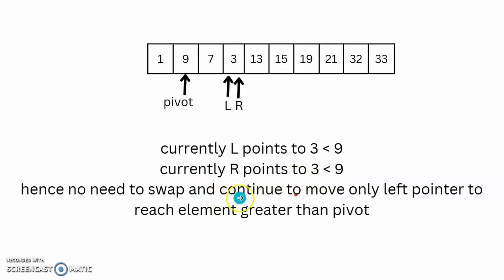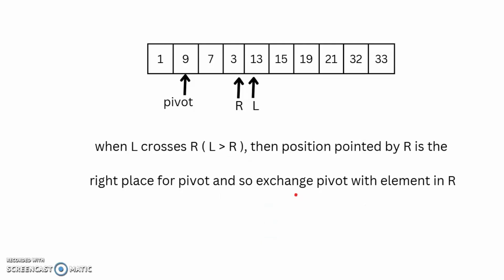So no need to swap, and continue to move only the left pointer to reach the element greater than the pivot. When you move the left pointer one step, L points to 3, less than 9, and R points to 3, less than 9. So move the left pointer one step further. What happened? L crosses R. It means the position pointed by R is the right place for the pivot. So exchange the pivot with the element in R. That means 9 and 3 are exchanged, so 3 will go to the second place and 9 will go to the fourth place.